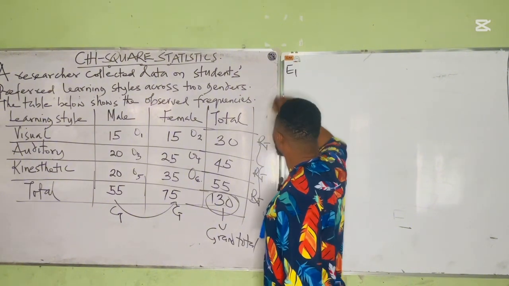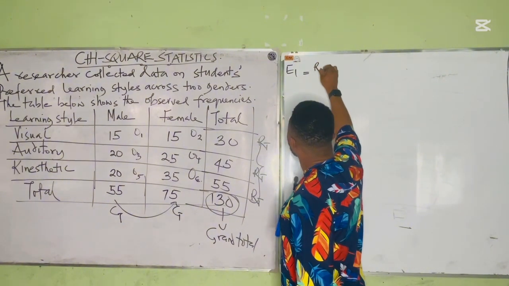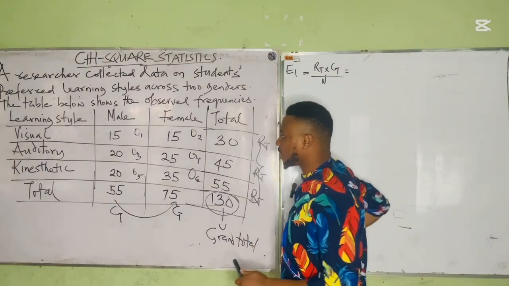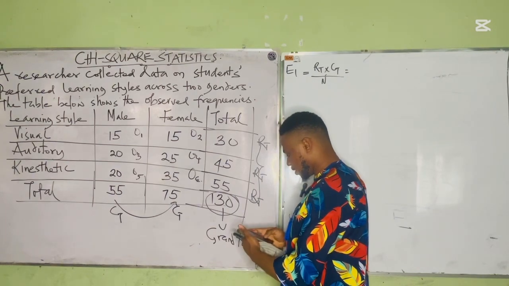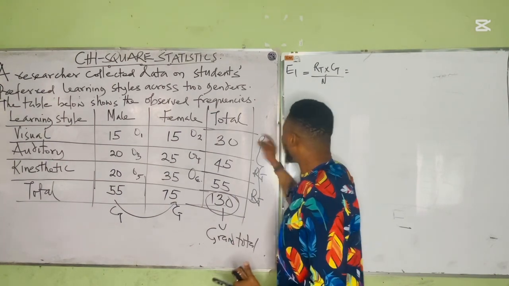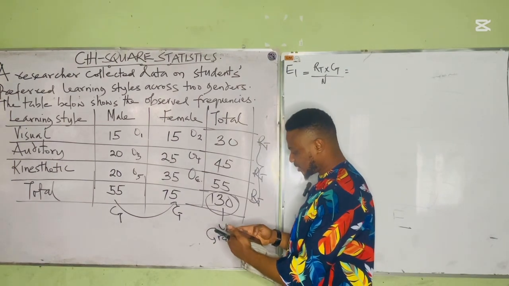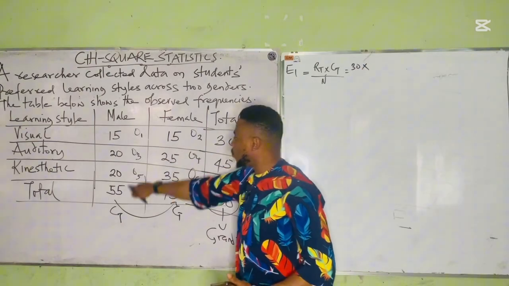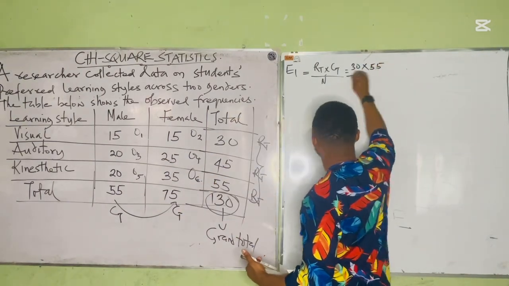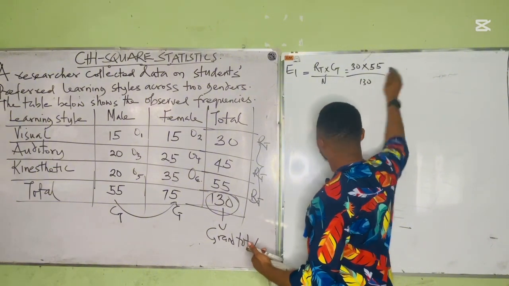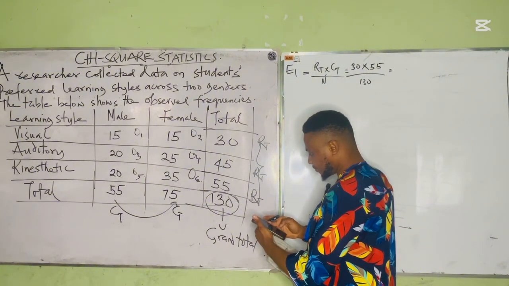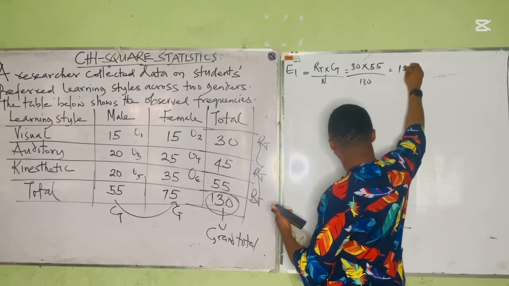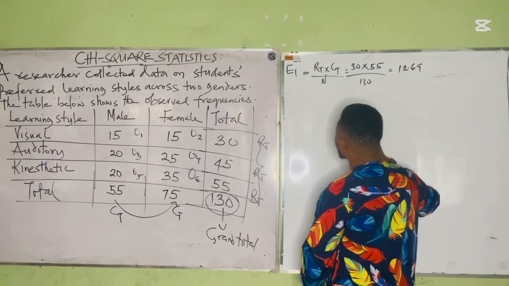Let us look for E1 first. Remember that your E is your row total times column total divided by N. Let's quickly calculate that. For O1, the row total is 30. So 30 times the column total for O1, which is 55, divided by 130. So we say 30 times 55, then divided by 130. This will give us 12.69.